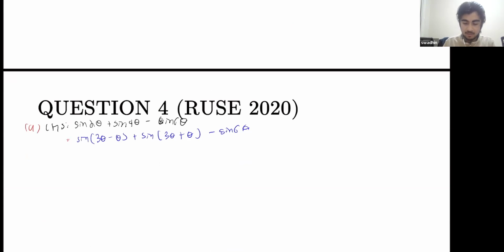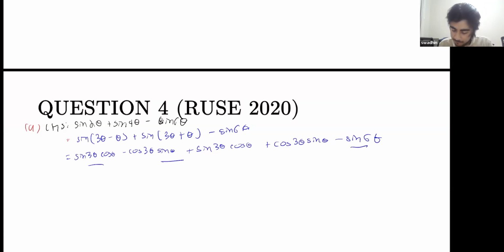Now we can expand this through sine 3 theta cos theta minus cos 3 theta sine theta plus the other expansion. The reason why we don't want to use the double angle now is because we want to cancel out and group some like terms first. So these terms cancel out, plus and minus sign in the front, and these two terms group together.